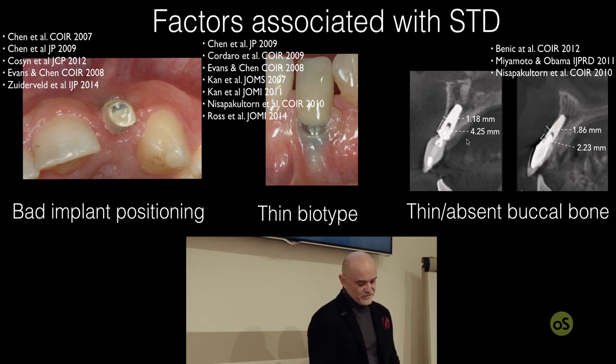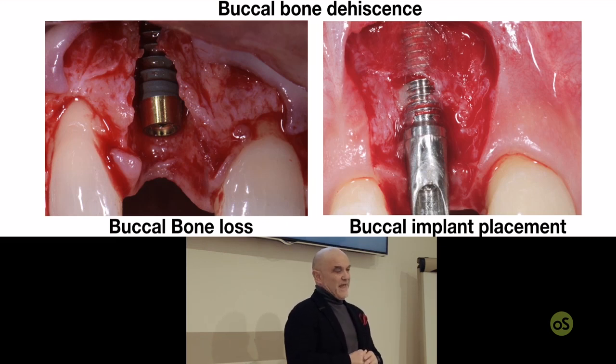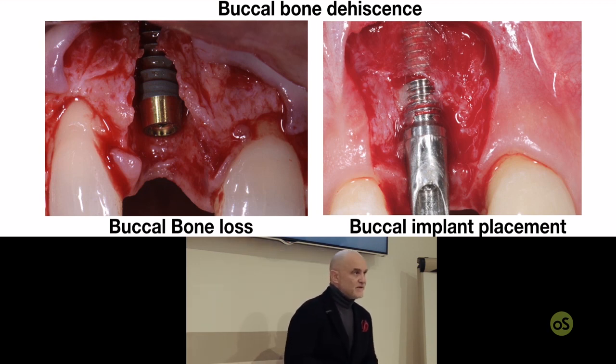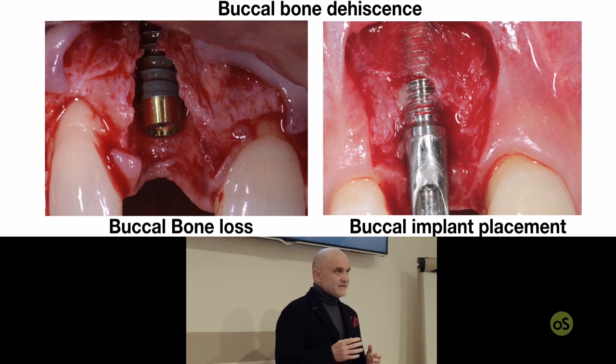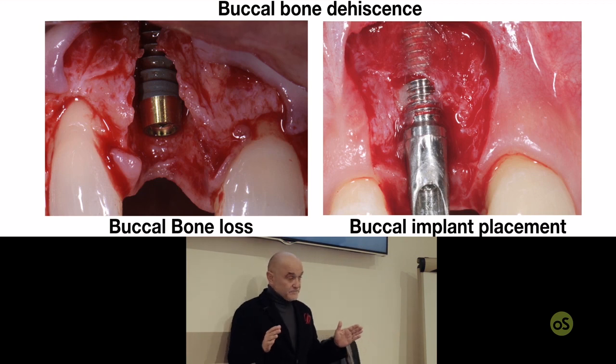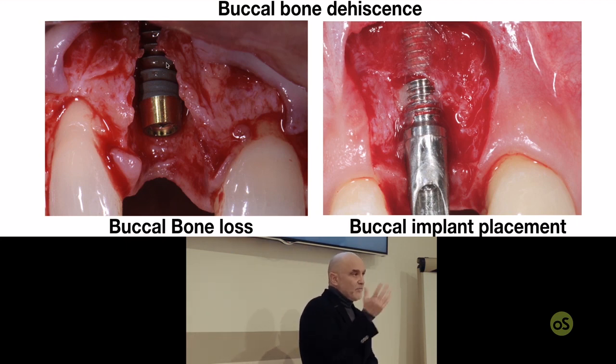This is secondary infection to implant exposure. Now, it's very important to understand what is a buccal bone dehiscence. Buccal bone dehiscence means that there is implant exposure at the buccal aspect. But we may have two different types of buccal bone dehiscence. One is due to the lack of bone.